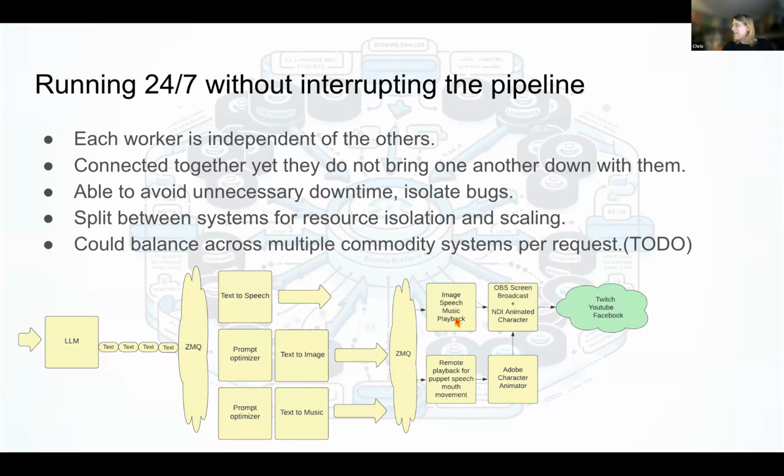Also for things like controlling puppet mouth speech movement, you need the audio of the speech, but not the produced music. So you separate that out. You can have Adobe Character Animator, NDI, send that to OBS on another system. Also, these can all be on separate systems. You could have an army of MacBooks running this. Each one, with two processors, you could run a whole lot of power with commodity systems, split it up. You avoid downtime. You can have these self-heal. You're isolating it and splitting across.